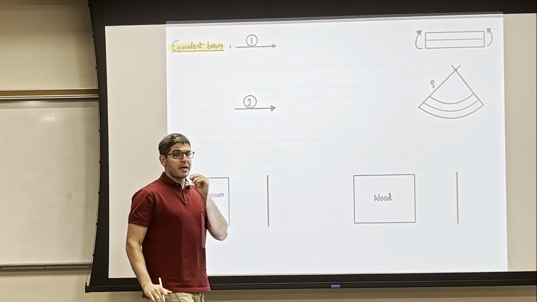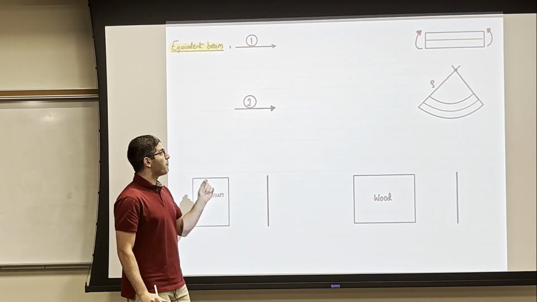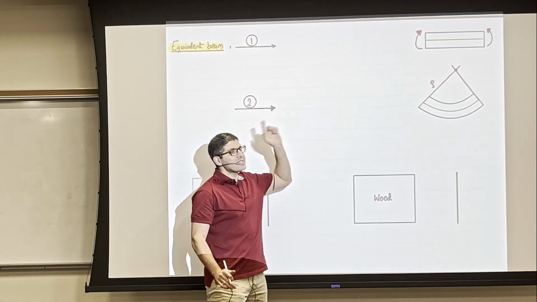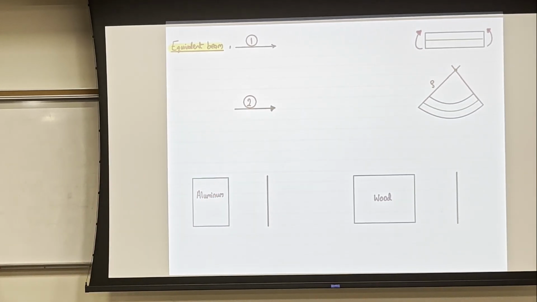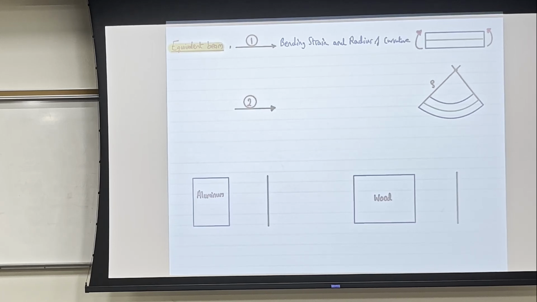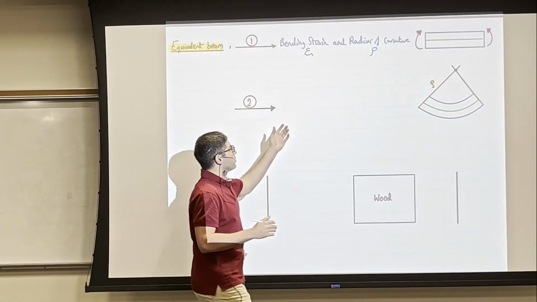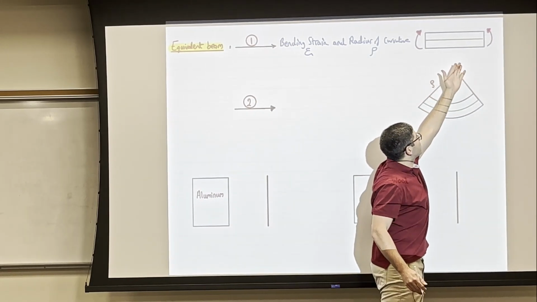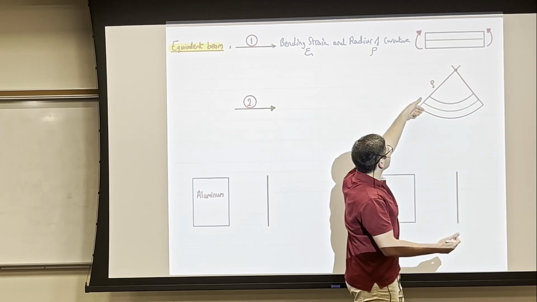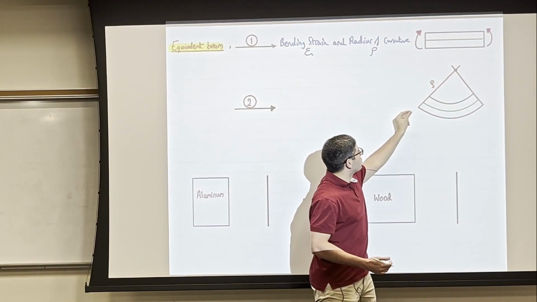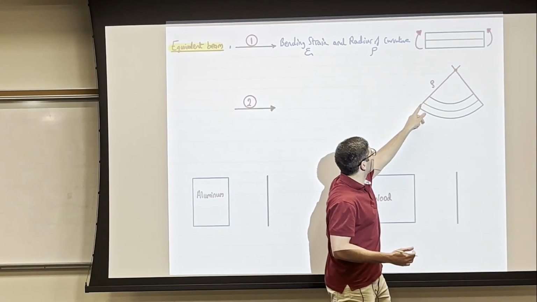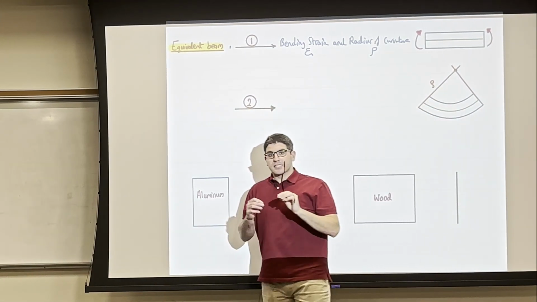For two beams or for two materials to be equivalent, both of them need to have the same bending strain and radius of curvature. And if you remember, the radius of curvature was rho, and the normal strain was epsilon. Okay? And here's the thing. If I have a beam, it was originally like this, and when I applied a bending moment, it bent that way. And here's the radius of curvature. The radius of curvature is the radius from the neutral axis to the center of the curvature.